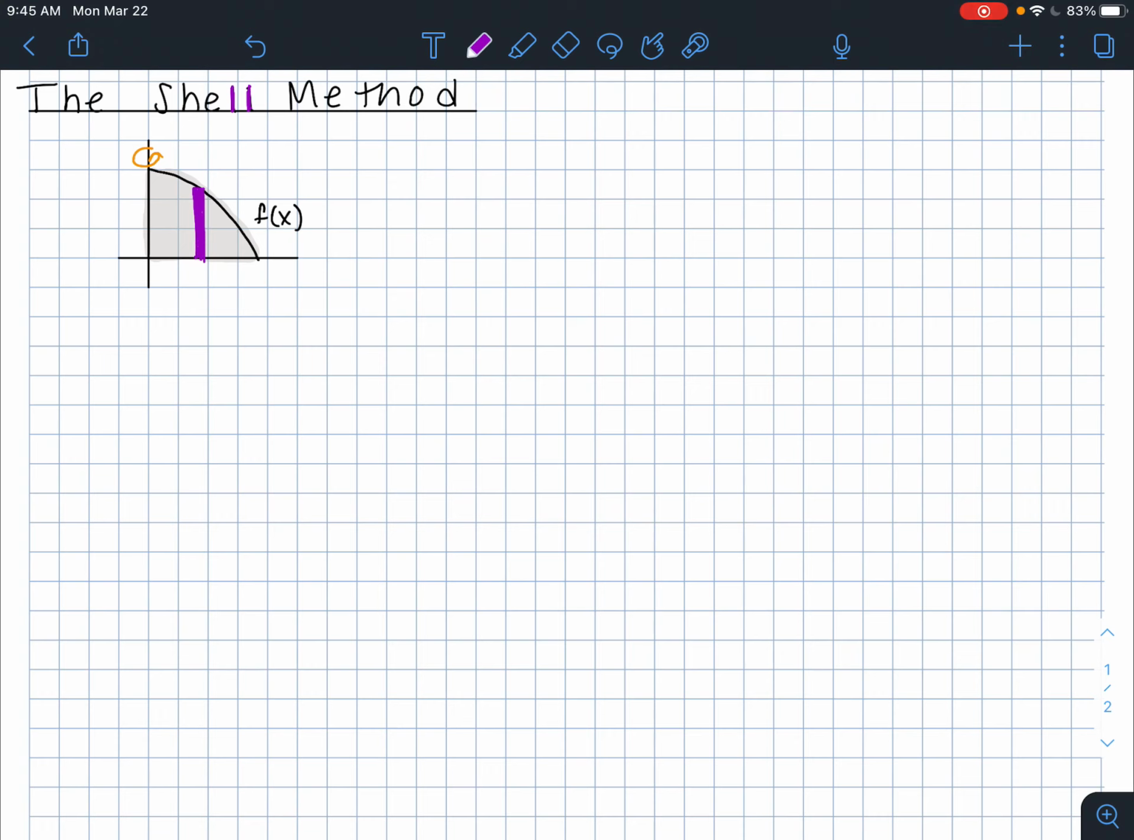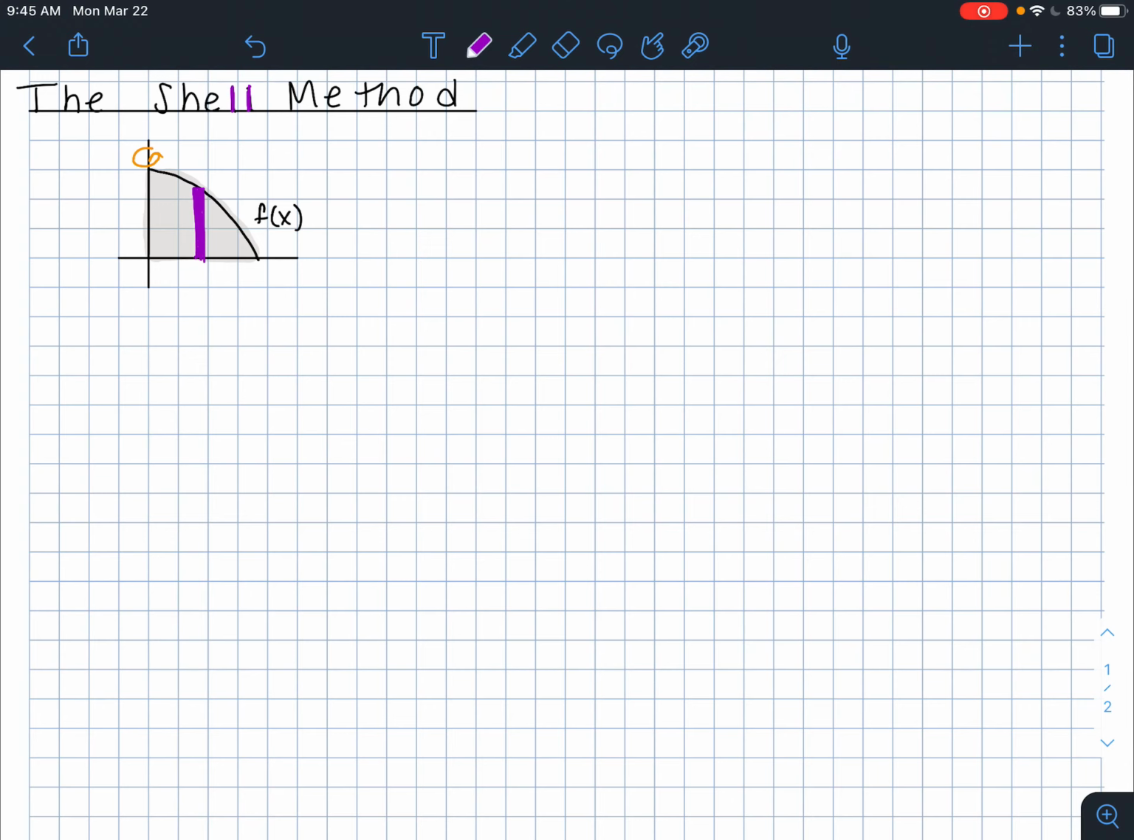What you can think about for the shell method is we're building volume the same way that a roll of paper towel has volume. If you take one layer off the roll, it's really thin, it doesn't have much volume. But as you add more and more layers, as you keep winding those paper towels around the little cardboard cylinder on the inside, you get a volume. That's the same way that the shell method works. You take this rectangle and you spin it around the axis of revolution and you create this little shell.